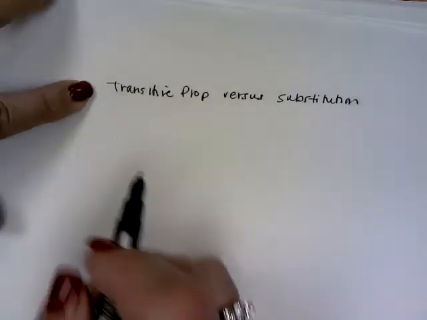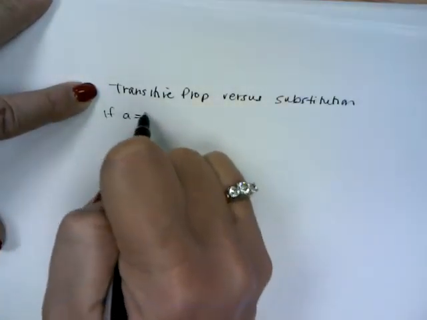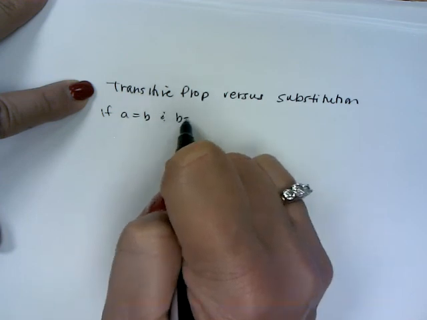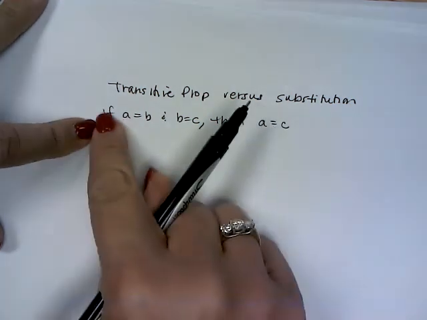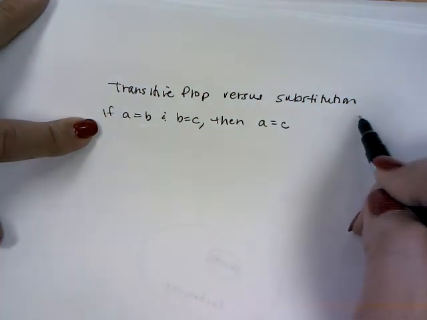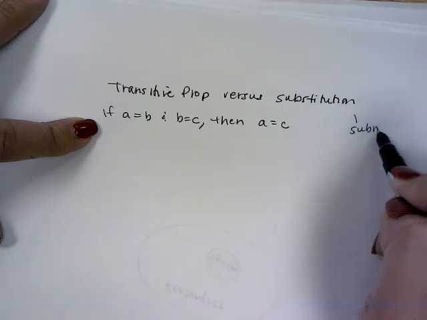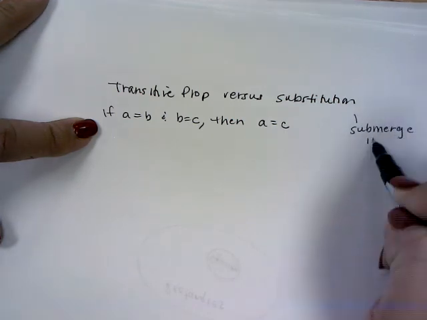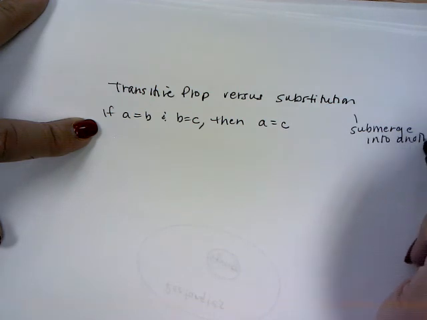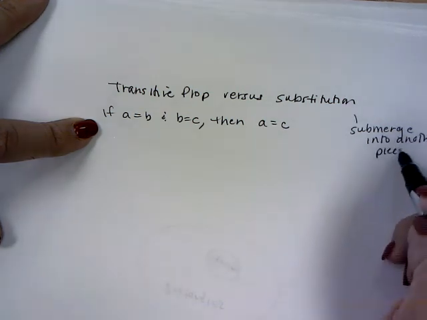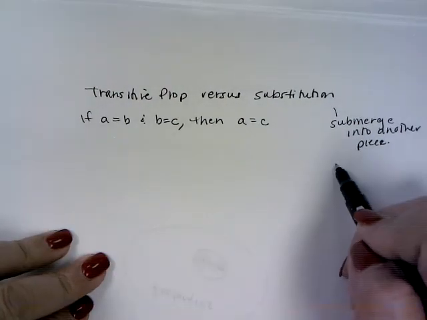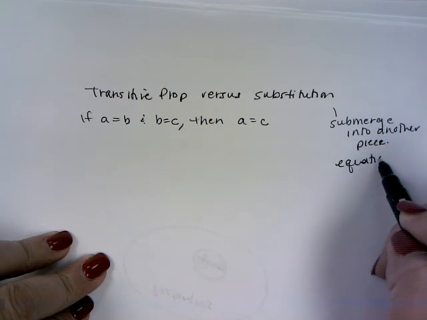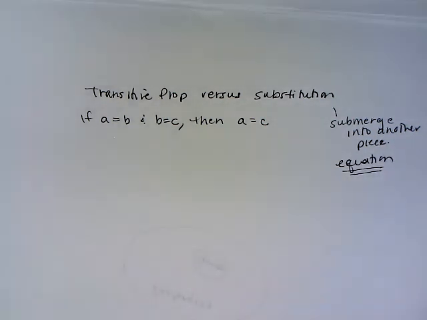The transitive property says, if I have A equaling B and B equals C, then A equals C. It transfers the knowledge. Substitution means you're submerging into another piece. The way I remember it is, because you're substituting a piece, this is typically an equation. If I have an equation, I'm substituting into it.